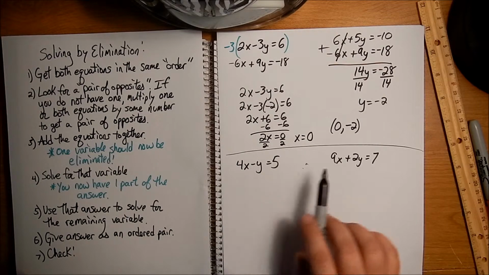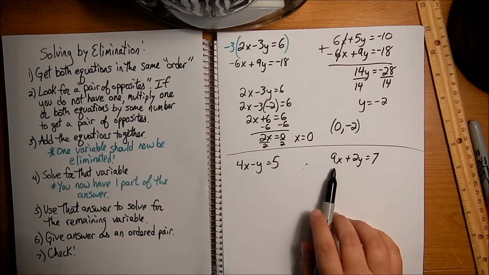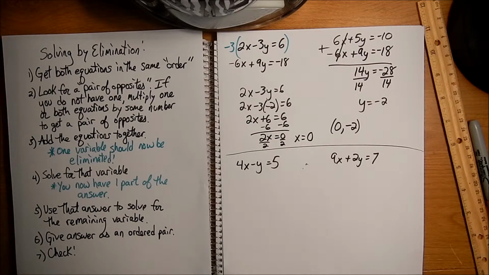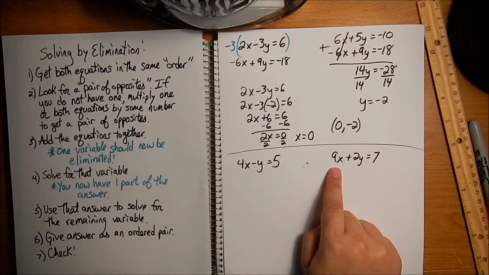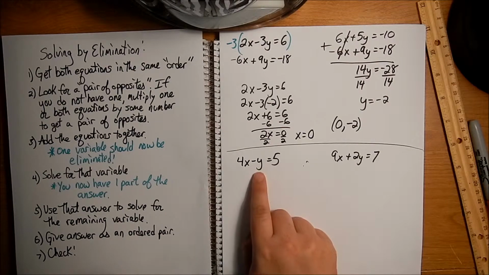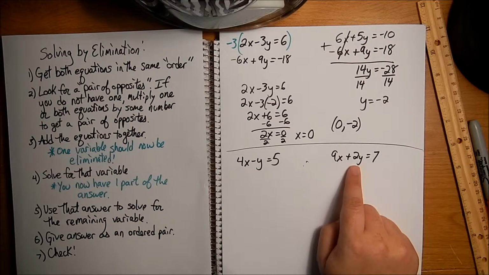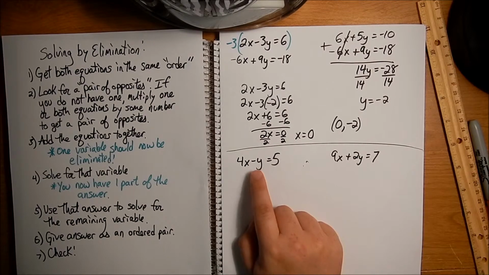I have a 4x here and a 9x here. Is there an easy way to get those to be a pair of opposites? Not really. I'd have to multiply both equations by some number. So maybe I don't deal with the x's this time. Let's look at the y's. I have a -y here and a positive 2y here. So if that's a positive 2y, I'd like that to be a -2y. Is there something I can multiply this by to get a -2?